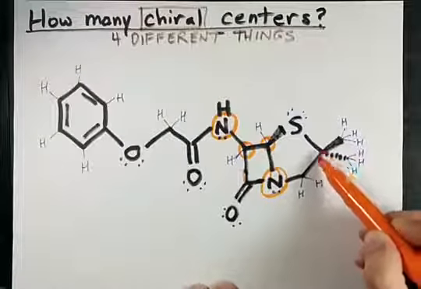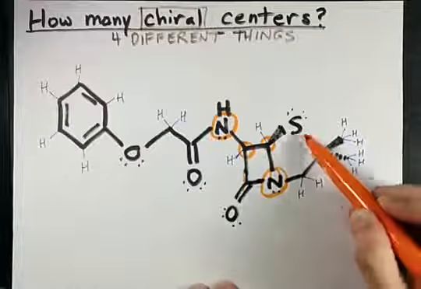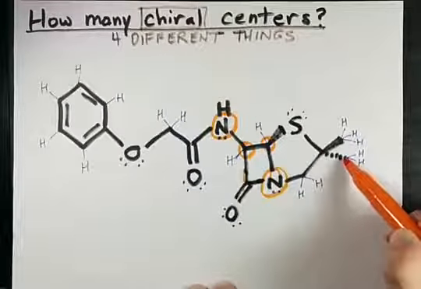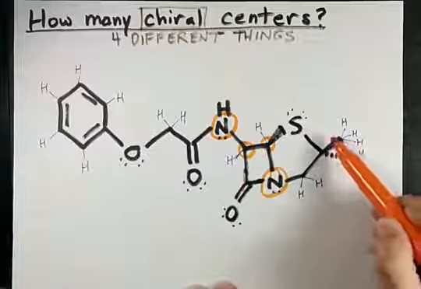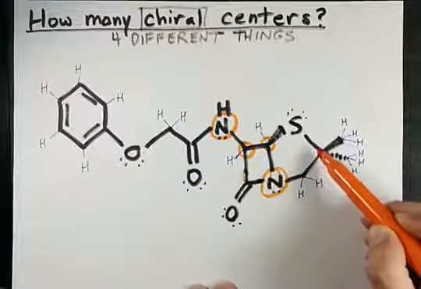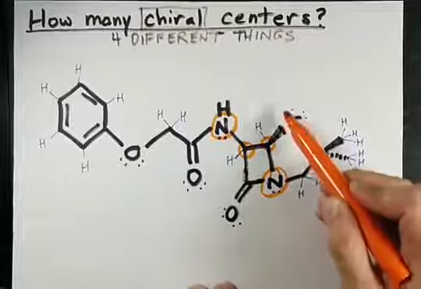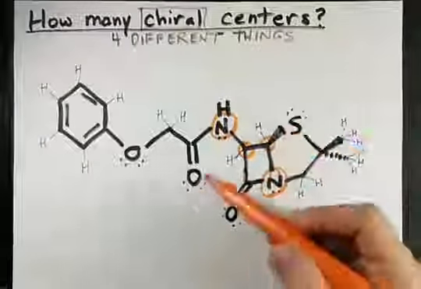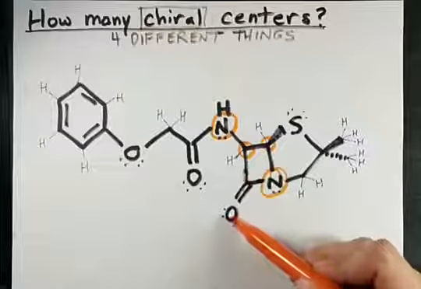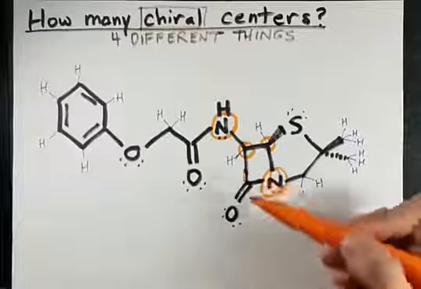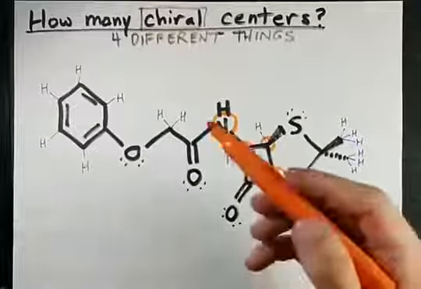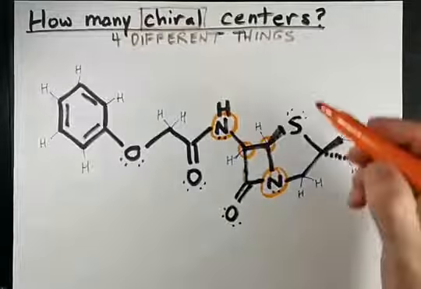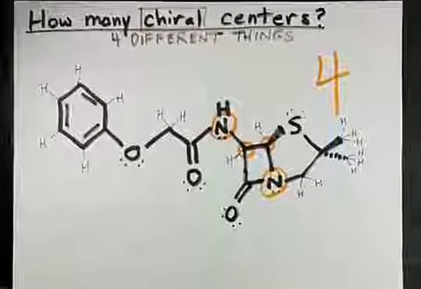This guy is connected to CH2N, S in this direction, CH3 here, and CH3 here. Those two methyl groups are the same, not chiral. And this sulfur has two lone pairs, so it's not chiral because they're the same. I think we've gone through all the atoms. Maybe not this oxygen, but it's only connected to one thing, so that's it. All right, so we found all the chiral stuff. 1, 2, 3, 4. We have 4 chiral centers.